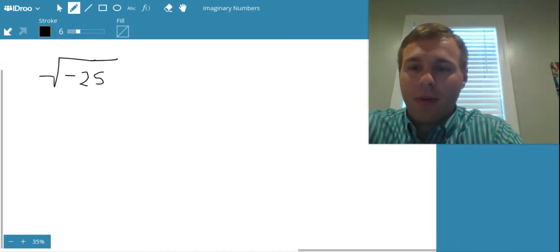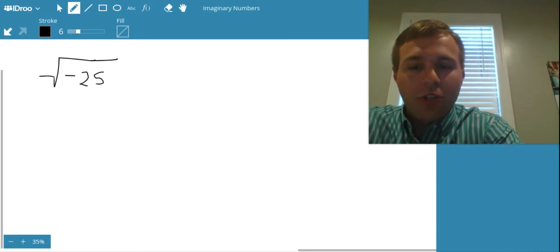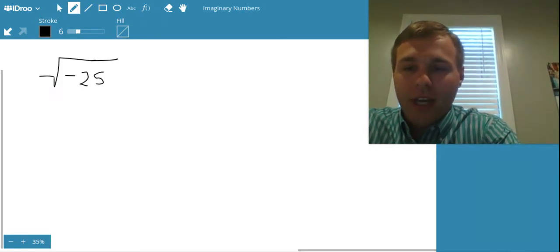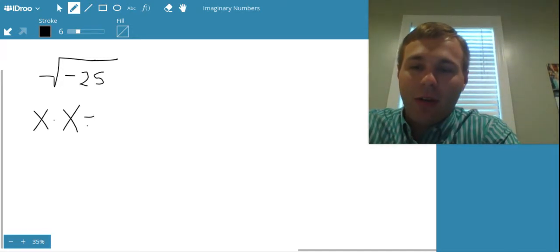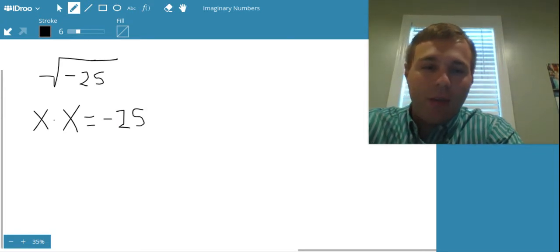Now let's ask ourselves what exactly they're asking for here. In a square root, what you're essentially asking for is what number, I'll signify it with x, what number multiplied times itself equals negative 25. Whatever that number is would be the square root of something.